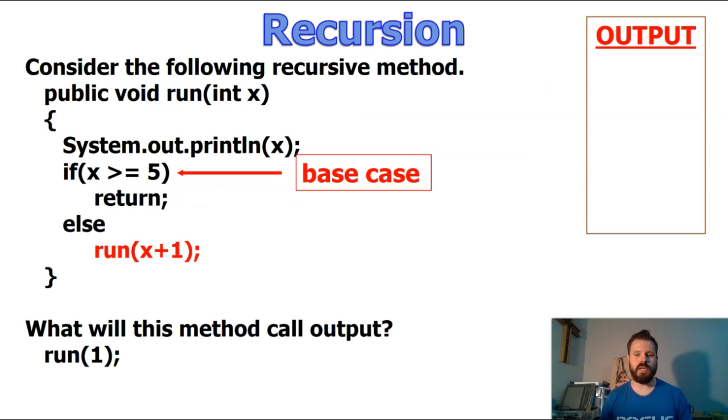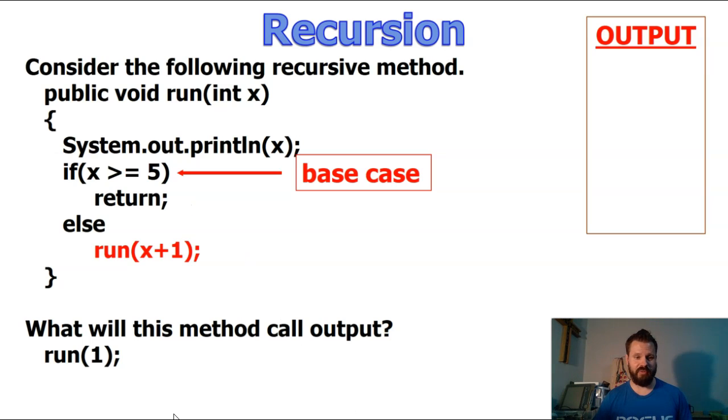So let's take a look at a slightly better run method with that base case right here. This method is going to do the same thing, taking an int and printing that value, but before I actually make the next call to run, it's going to check the base case. In this case, that's if x is greater than or equal to 5, rather than calling run on the next value, it's just going to return and kill the chain of recursive calls.